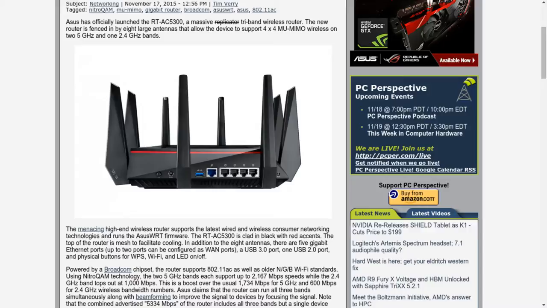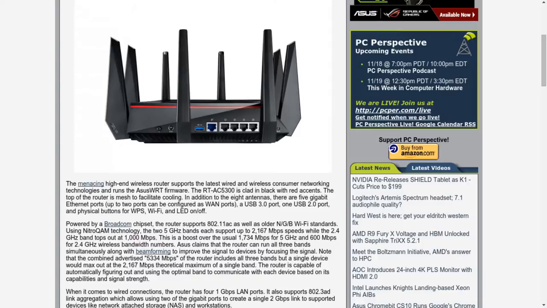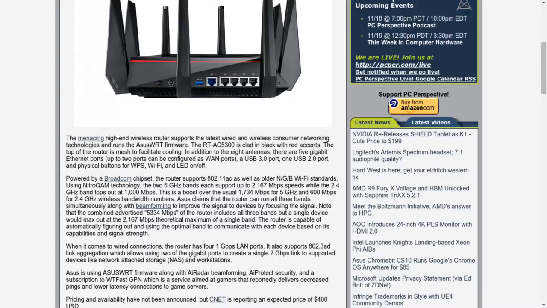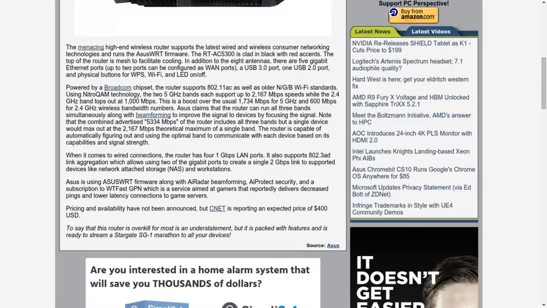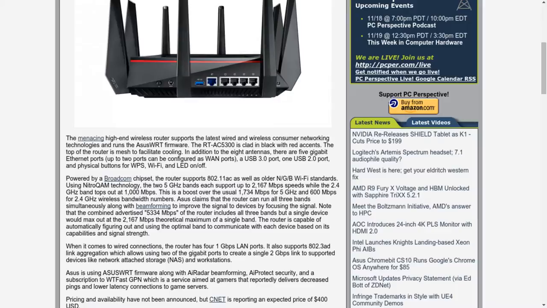But yeah, G and B are both 2.4. AC is 5 gigahertz, N is 5 gigahertz, but N can also be 2.4. N can be either 2.4 or 5, and I believe AC can use both at the same time. I don't think so. I think AC is 5 gigahertz only. Because of the way that it's designed. I thought that was the selling point of AC, that it had the ability to use both bands.